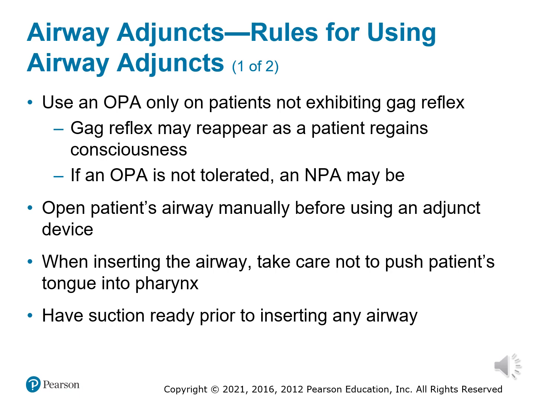Here are some rules for using airway adjuncts. You're only going to use an OPA on patients not exhibiting a gag reflex. Gag reflex may reappear as the patient regains consciousness. If an OPA is not tolerated, an NPA may be. Open the patient's airway manually before using an adjunct device. When inserting the airway, you want to take care not to push the patient's tongue into the pharynx, and have suction ready prior to inserting any airway.